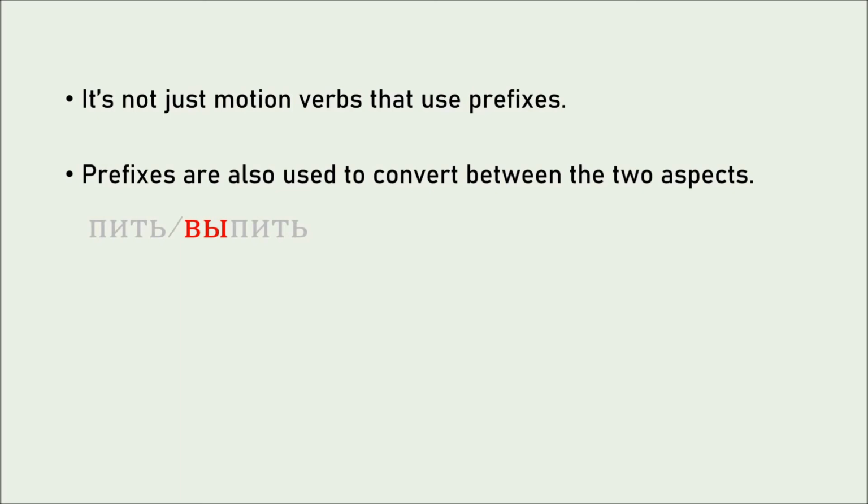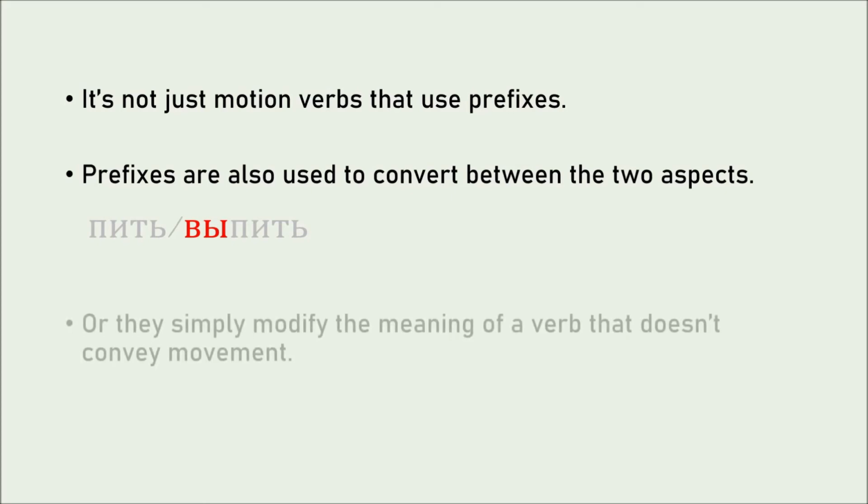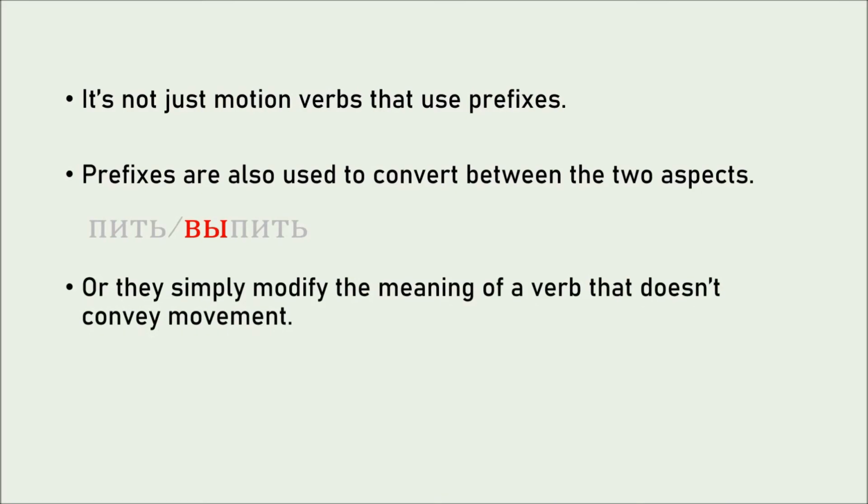So you can't always predict the meaning. You very often have to learn it. And sometimes they modify meaning of verbs that convey no movement at all. Likewise again, пить and запить. Now, as we've seen, за means inwards, okay?